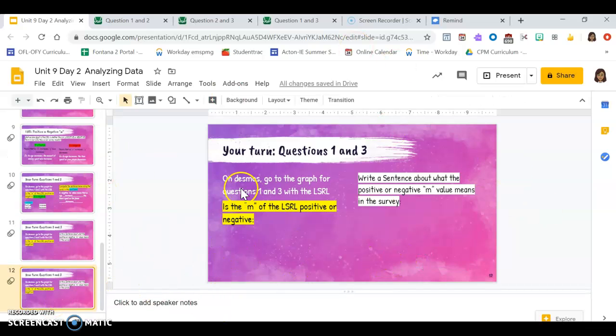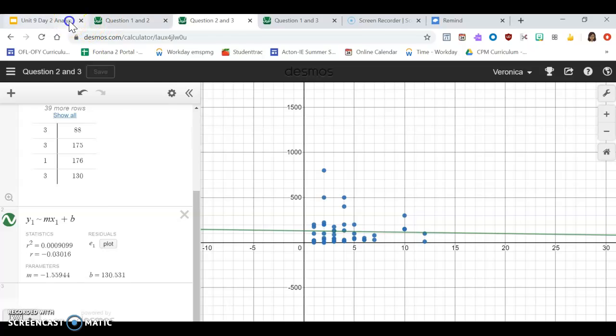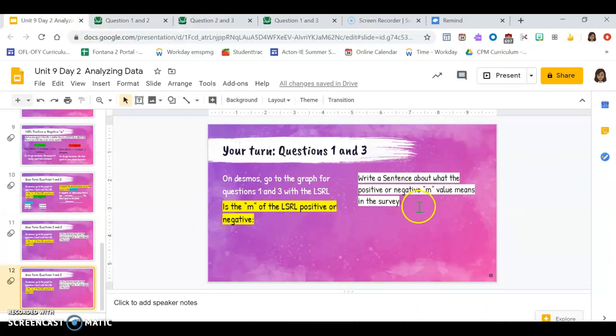Okay. So in questions 1 and 3, you're going to go there. Notice that your m is positive this time. So you're going to put over here that it's a positive value, and then you're just going to say what that means. So it means that as question 1 increases, question 3 also increases, but you're going to say exactly what question 1 and 3 are.